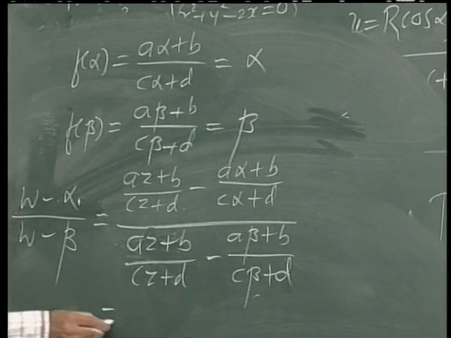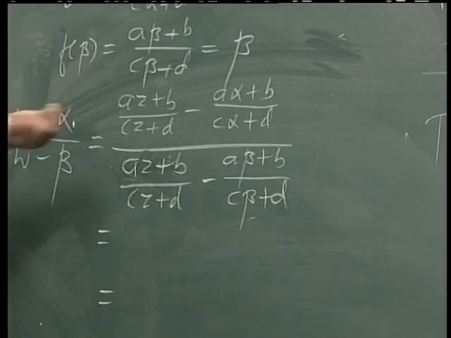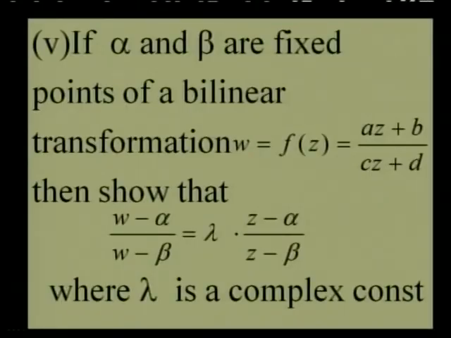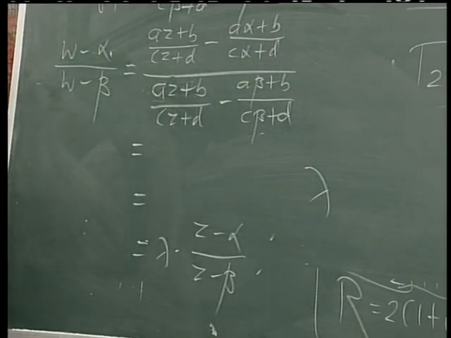Now friends, if you simplify this, look at the statement. It looks a little complicated, but the solution is much simpler than the statement. All you need is to know what a fixed point is: f(alpha) is alpha, f(beta) is beta. Then substitute and simplify. You will get lambda, a number, times (z minus alpha) upon (z minus beta).